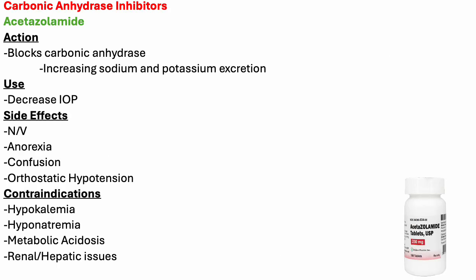Next is the carbonic anhydrase inhibitors, and this is acetazolamide. The action is to block carbonic anhydrase, which originally maintains the acid-base balance in the body. So with this, you're going to be increasing the sodium, potassium, and bicarbonate excretion. Use of this drug is to decrease intraocular pressure in patients with chronic glaucoma.